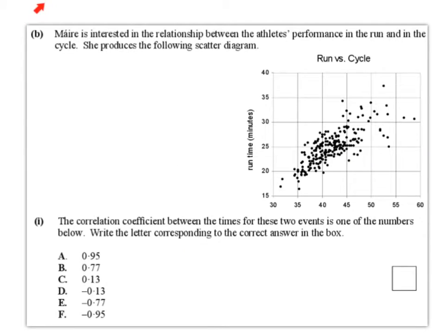B. Maura is interested in the relationship between the athlete's performance in the run and in the cycle. She produces the following scatter diagram. So run versus cycle. Part 1. The correlation coefficient between the times for these two events is one of the numbers below. Write the letter corresponding to the correct answer in the box. So we choose either A, B, C, D, E or F and put it into the box.